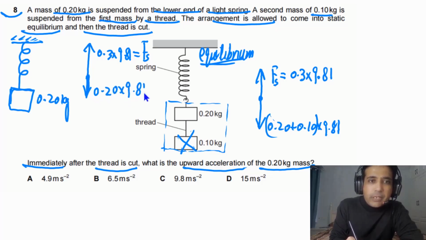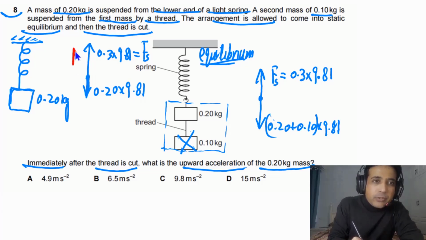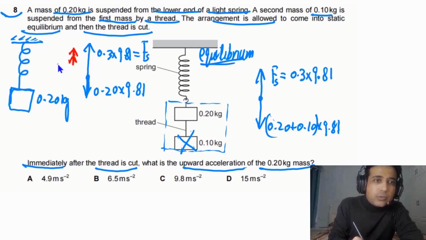So in this case there is a resultant force, and the resultant force is acting vertically upwards because the greater force Fs is greater than the weight, and that is up. So in this case acceleration also will be acting vertically upwards, and we need to find the value of it. In order to find the value of a, we simply need to use Fnet. Fnet will be equal to ma, and the mass of the system in this case is only 0.20.